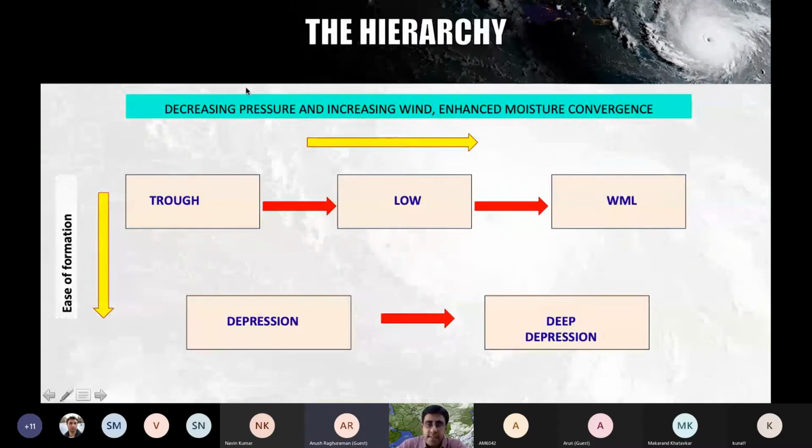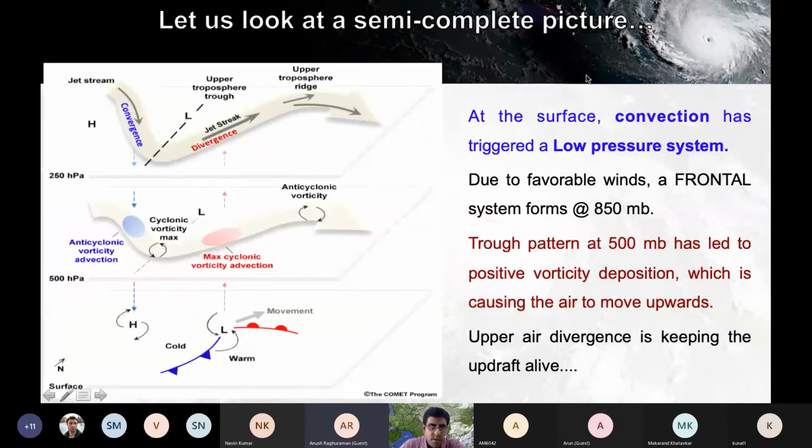Sir, in the chart, what you showed now, that low pressure, is it at 850 MB or at surface? This is surface low, but the signature of that surface low will be seen at 850 millibar also, because whenever a low pressure forms, the signature will always be visible at 850 millibar also.